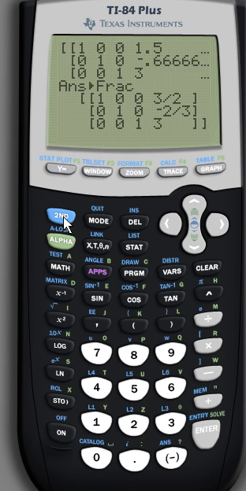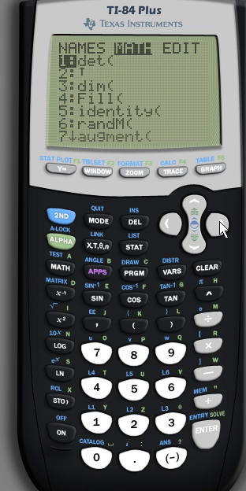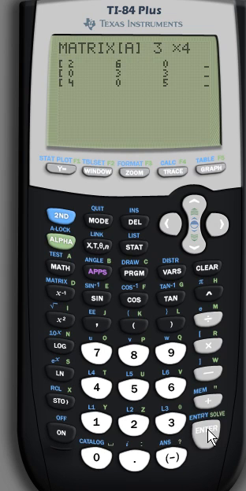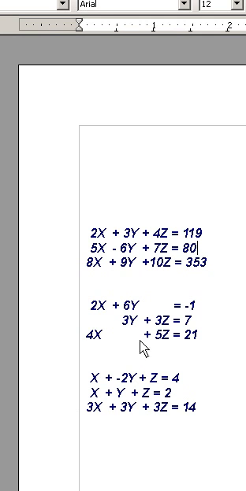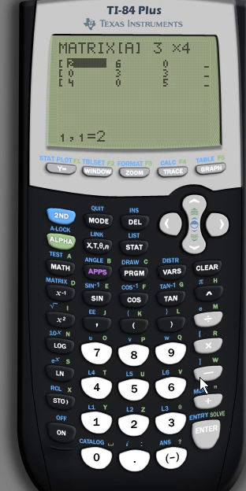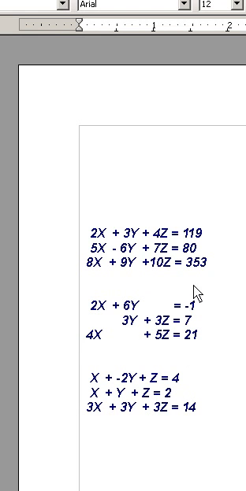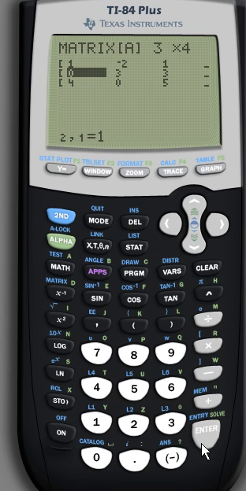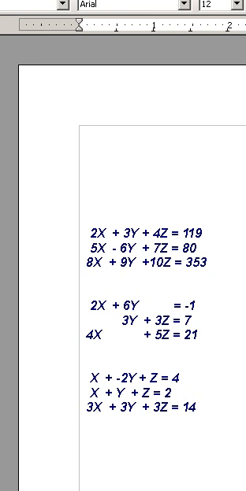Okay, let's do one more example. Let's go to matrix, edit matrix A again. We still want it to be a 3 by 4. So we want 1, negative 2, 1, 4. Second row, 1, 1, 1, 2. Third row, 3, 3, 3, 14.